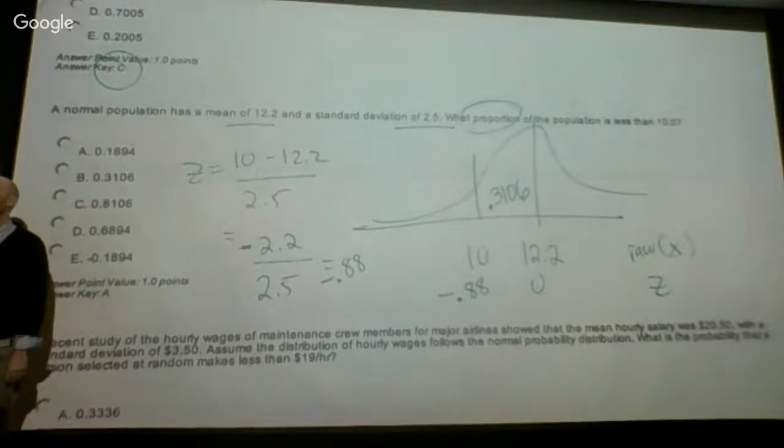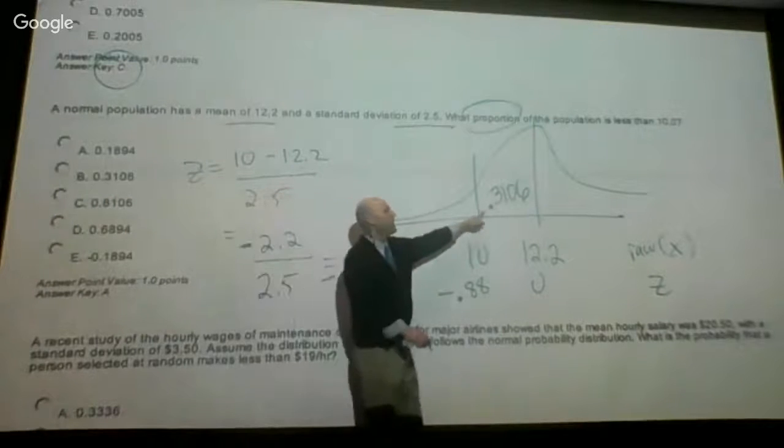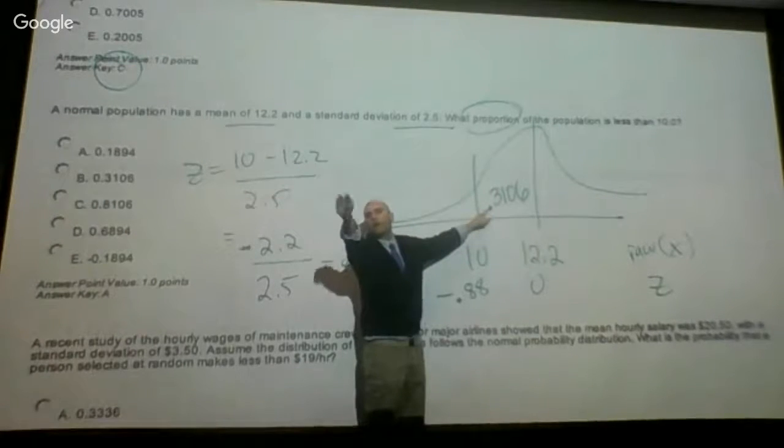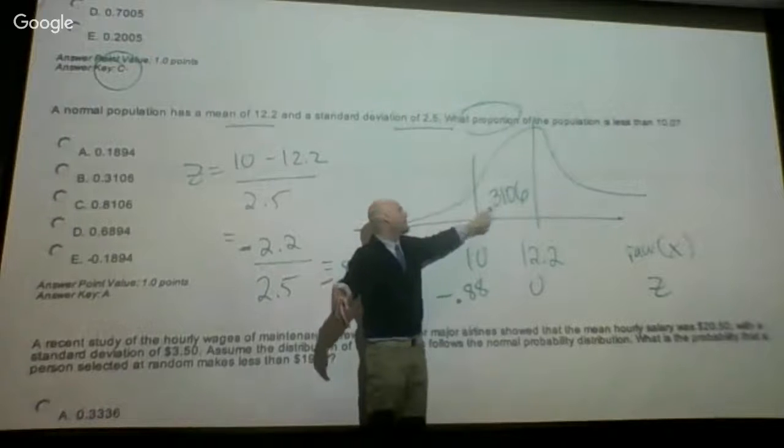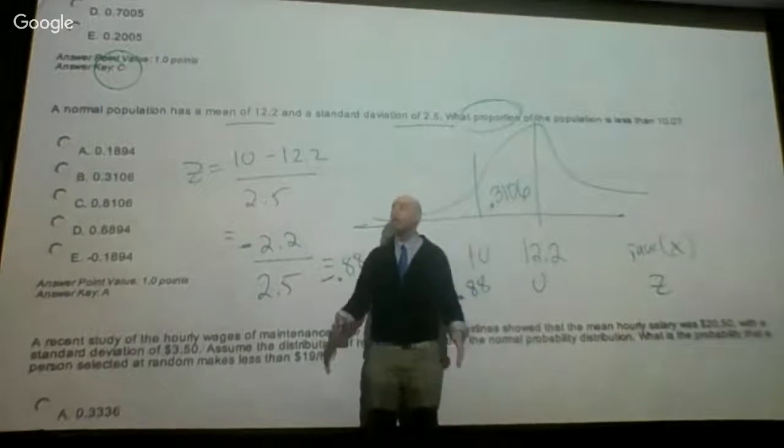Why do I get the answer wrong? I just looked up the area. I see this says 0.3106, and we went through that whole positive negative symmetry doesn't matter thing. 0.3106 is the area I looked up. Why is it wrong?